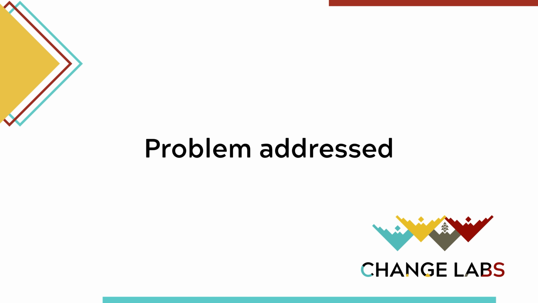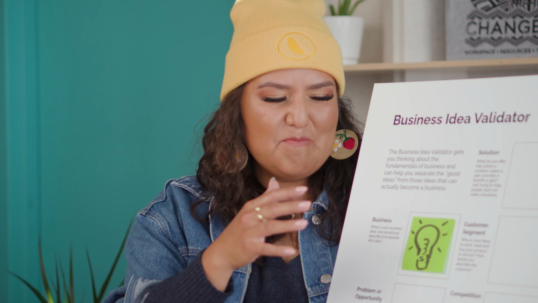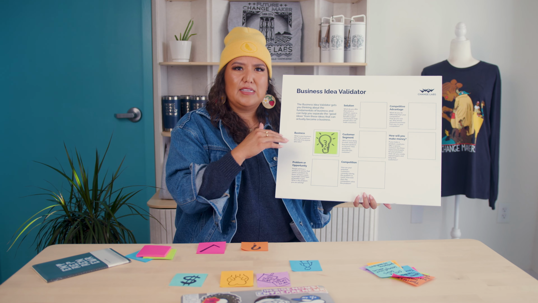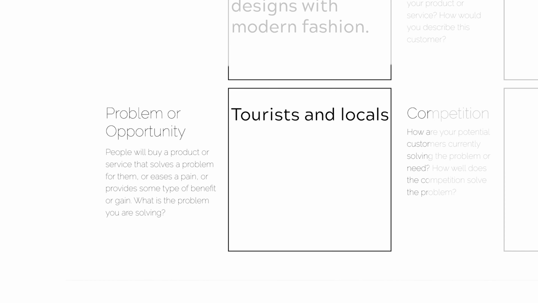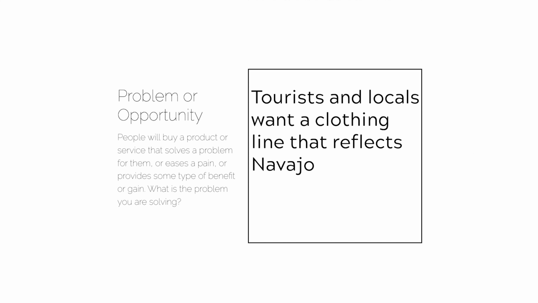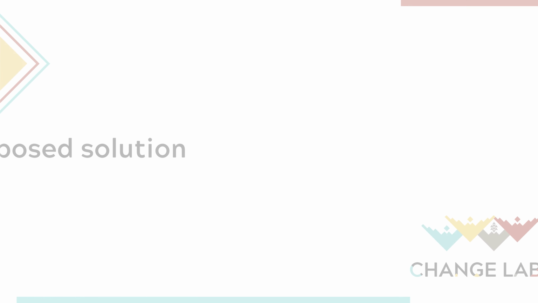Every great business idea starts with solving a real problem. Without a problem to solve, there's no reason for people to pay attention to you or your business idea. So taking our example from the first box, the Navajo clothing line, maybe the problem is that tourists and locals want a clothing line that reflects Navajo culture but also fits in with modern styles. They want to wear something that honors tradition while also looking fresh. That's the problem that we're trying to solve.